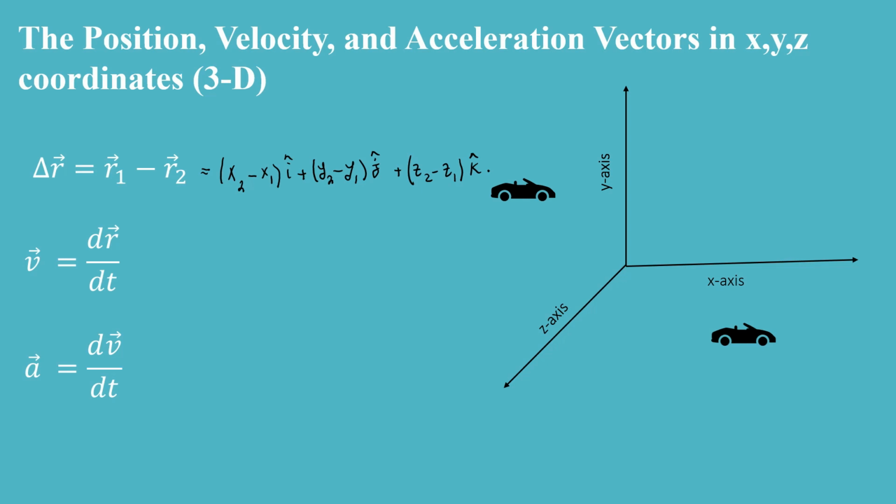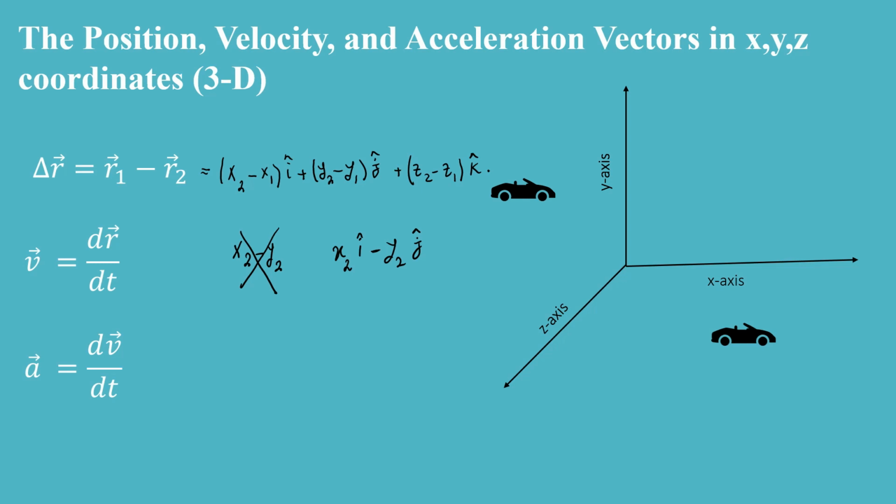That means I cannot add or subtract x2 and y2 because they are in different coordinates, and the x, y, and z axes are perpendicular to each other. So if I write down x2 minus y2, this is totally wrong because they have different directions. You can say x2i minus y2j, something like that, but you cannot say x2 minus y2 with no unit vectors.